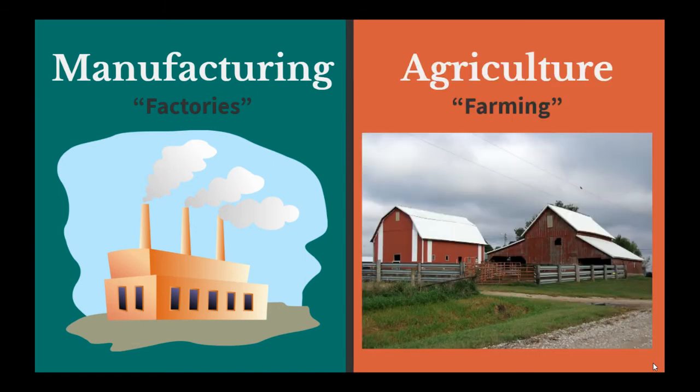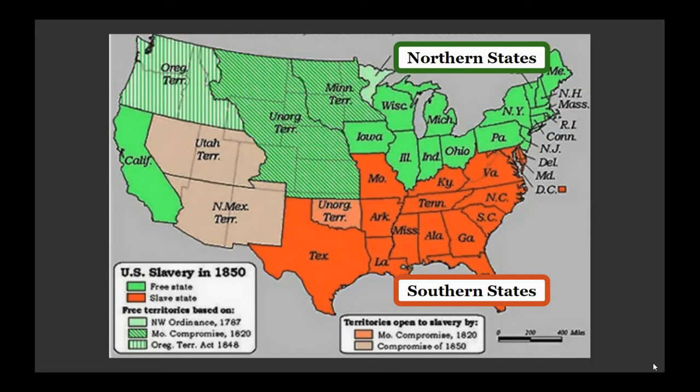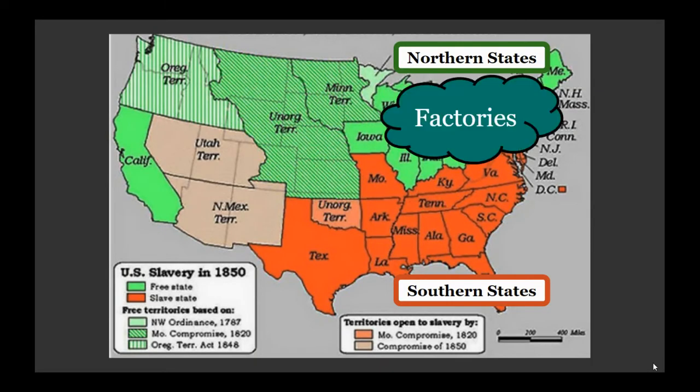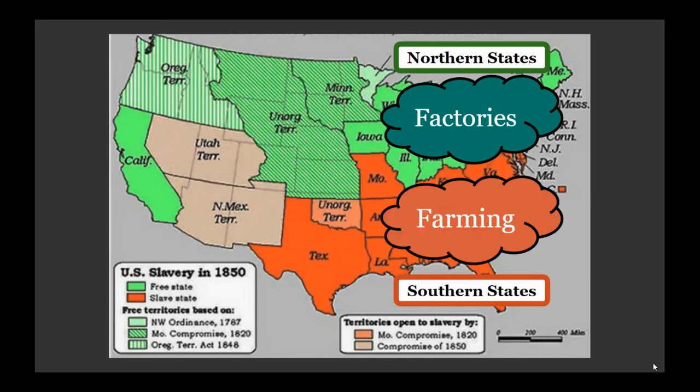Agriculture is like another word for farming, and it's going to be happening on farms and plantations. So the way that they make money in the South, their economy is based on agriculture. So the northern states are going to have more factories where they manufacture goods. And the southern states are going to have more farms where they make money through agriculture.